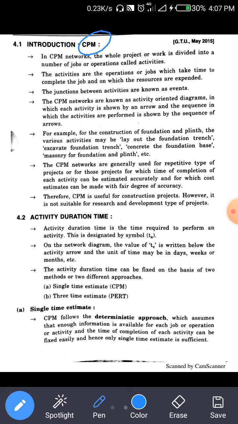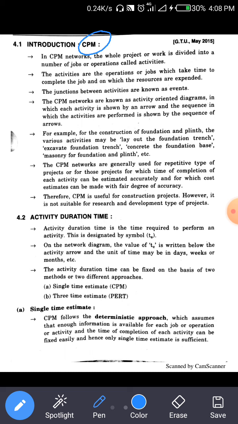CPM networks are generally used for repetitive types of projects, or for those projects in which the completion time of each activity can be estimated accurately and cost estimates can be made with a fair degree of accuracy. So CPM is useful for construction projects, and it is not suitable for research and development type projects.